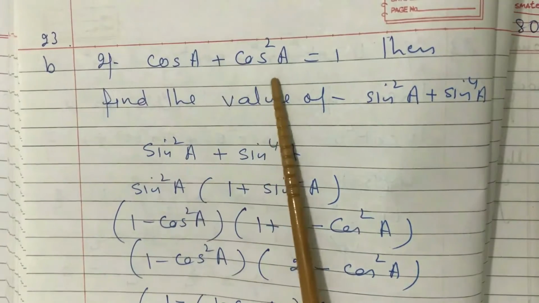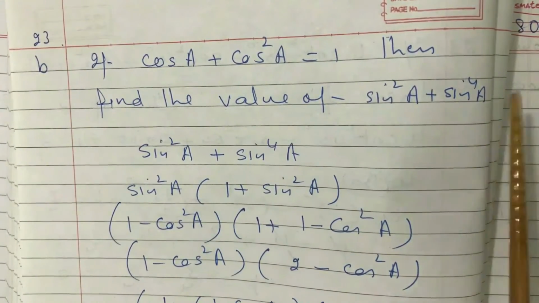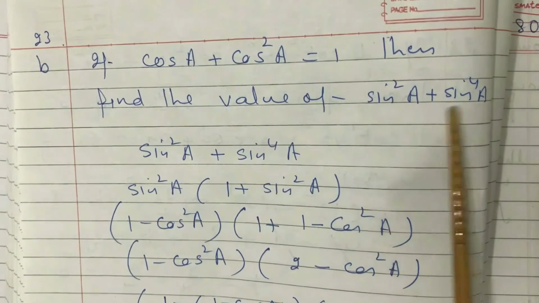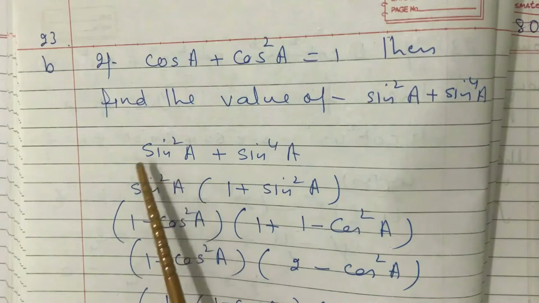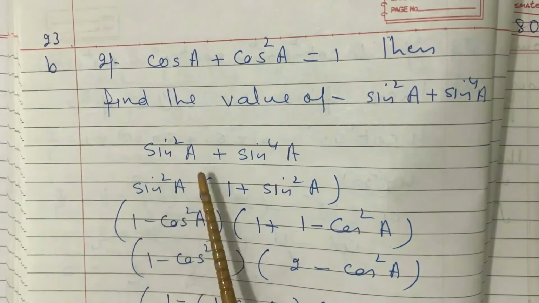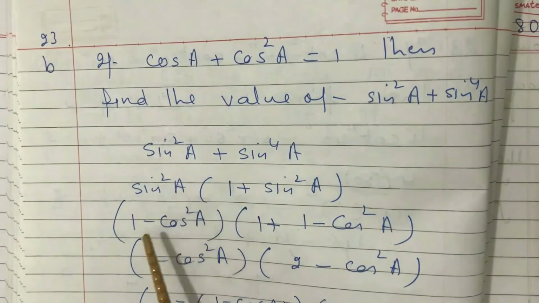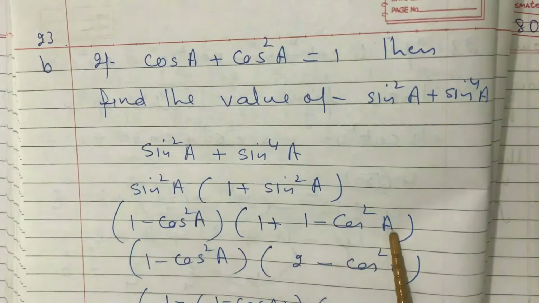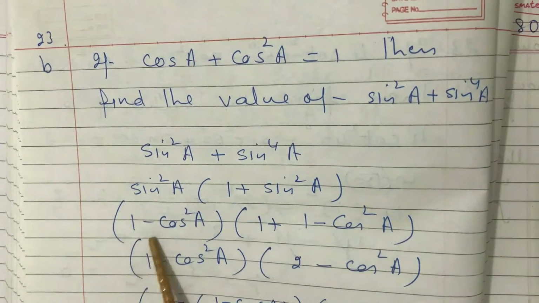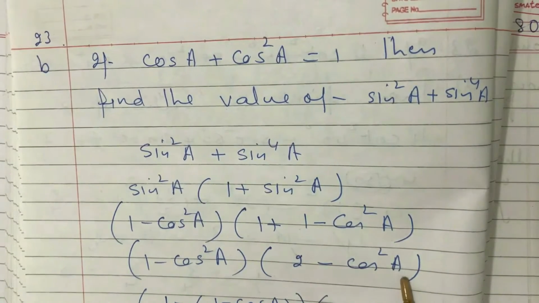Now 23rd question B part. If cos A plus cos square A is 1, then find the value of sin square A plus sin 4A. Start with this, sin square A plus sin 4A. First take sin square A common. I'll have 1 plus sin square A in the bracket. Now change sin square A into 1 minus cos square A, and change this sin square A into 1 minus cos square A. Now I'll have 1 minus cos square A, and in the other bracket, I'll have 2 minus cos square A.